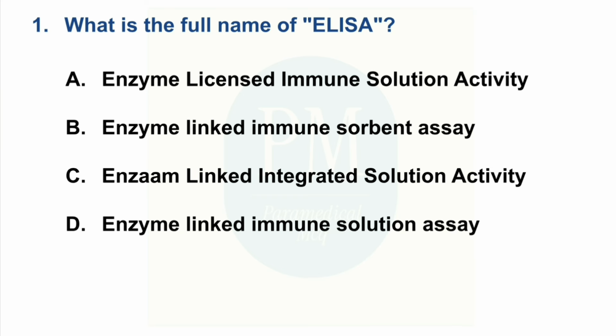What is the full name of ELISA? Option A. Enzyme licensed immune solution activity. Option B. Enzyme linked immune sorbent assay. Option C. Enzyme linked integrated solution activity. Option D. Enzyme linked immune solution assay. The correct option is option B. Enzyme linked immune sorbent assay.